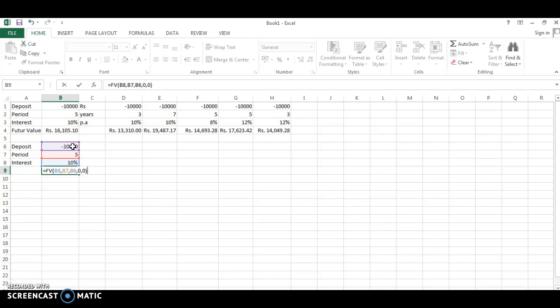I give, so if it is a single deposit, 10,000 becomes 16,000. If it is an annuity, that is regularly paid at the end of the year, at the end of the year.